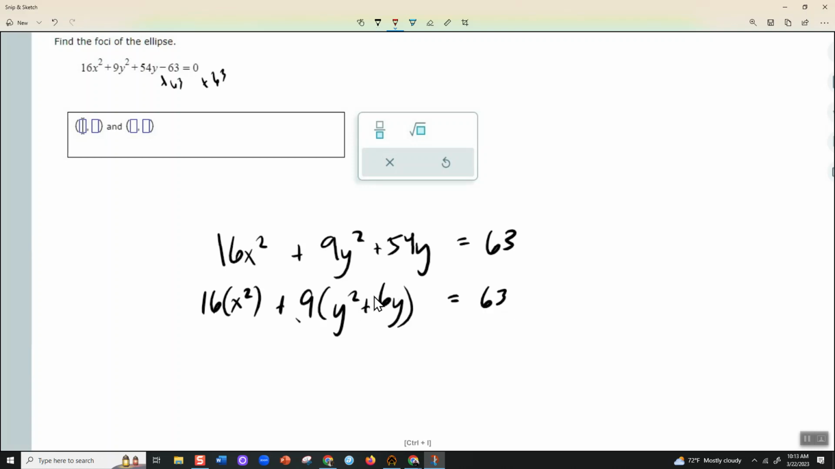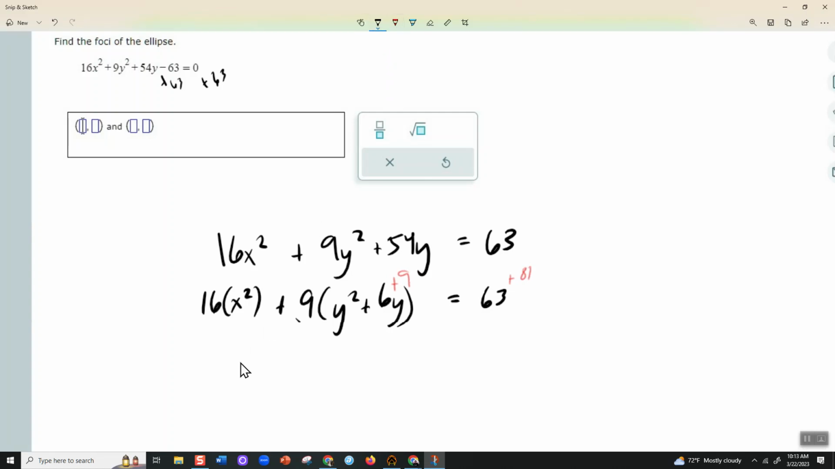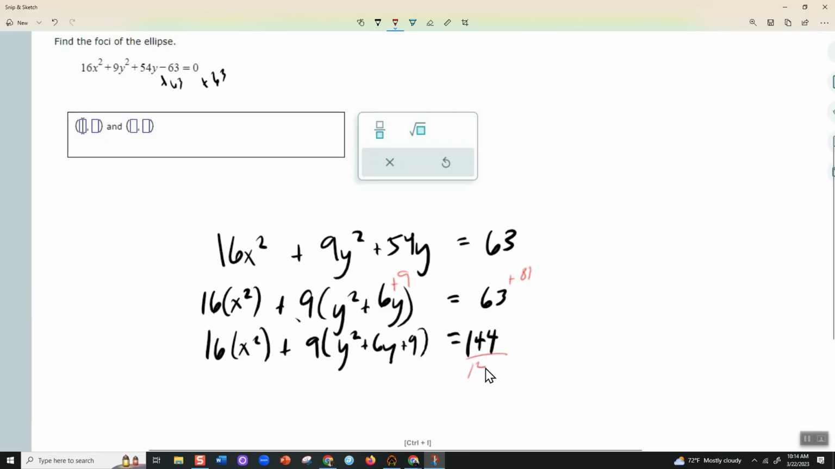So I'm going to add half of 6 is 3, squared is 9, which is actually the same as adding 81 because I'm multiplying everything in here by 9. So I'm adding 81 basically to both sides. Now I'll rewrite that. 16 times x squared plus 9 times y squared plus 6y plus 9 equals, this is going to be 144. Now I'm going to divide by 144 on both sides.